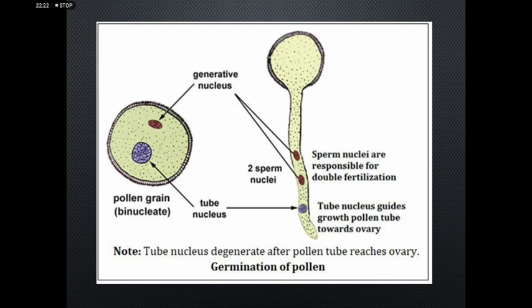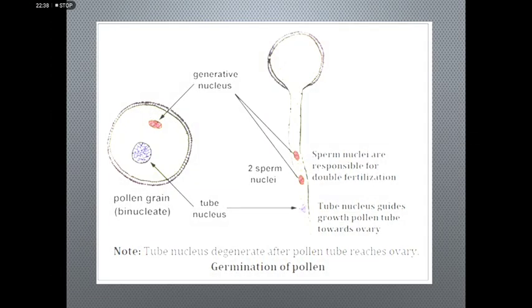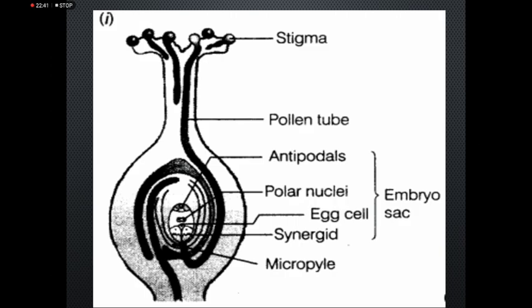As it moves through the tube, it splits into two and produces two male gametes. Now they are known as the two male gametes, and ultimately these two male gametes enter the embryo sac.